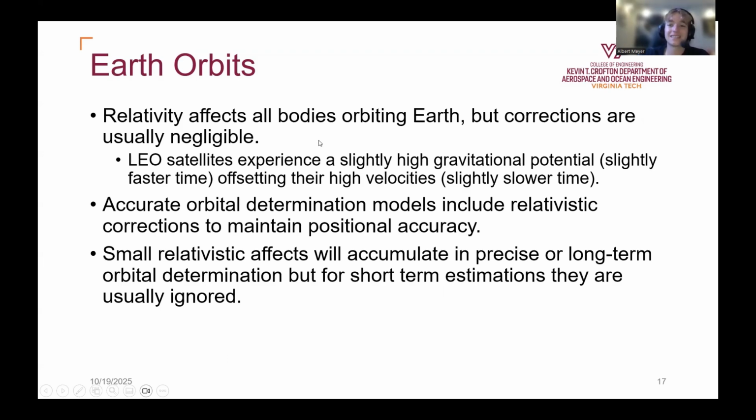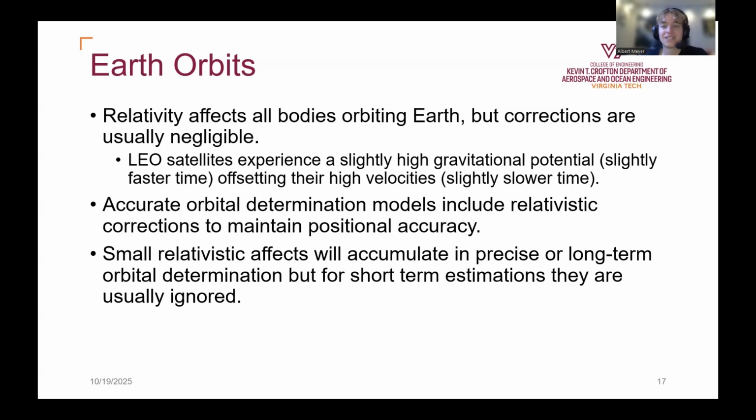Another reason for that is, like I said, that offsetting effect where you're in a slightly higher gravitational potential, so you're going to get slightly faster time, but then you have a high velocity, so you get slightly slower time. So it usually cancels out in a way where it's not important unless you're making very precise measurements.